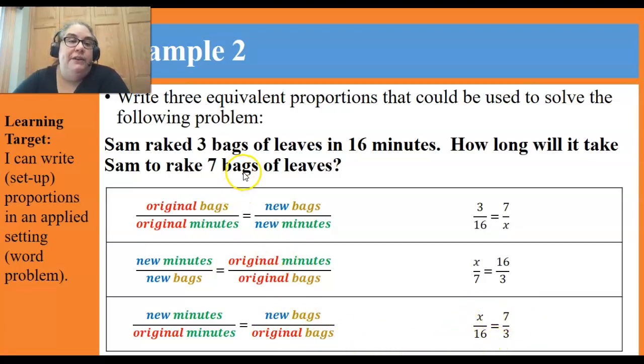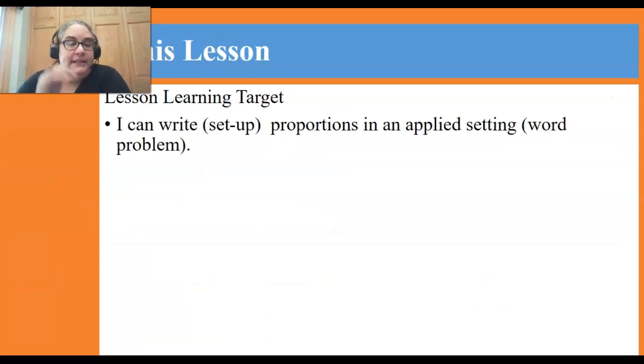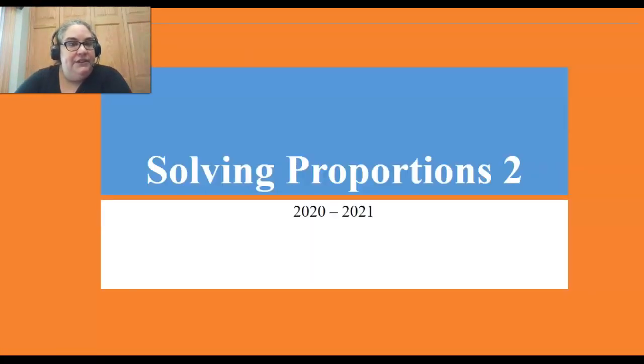So in general, when you're trying to set up these problems, spend your time focusing on the labels. And then you can worry about the actual numbers or variables as you go through. So those were two examples on how to write proportions in an applied setting. And that is our screencast.